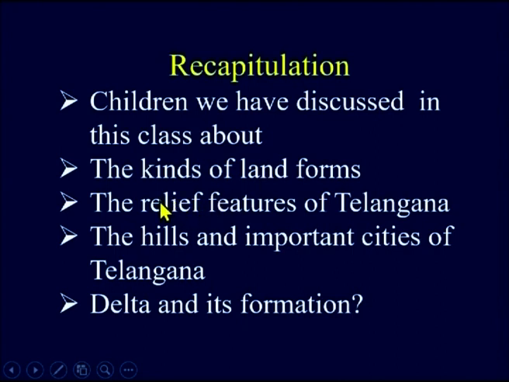And the next thing that we have understood is the relief features of Telangana. We have understood the different kinds of landforms that are located on the map of our state Telangana. The hills and important cities of Telangana. We have understood that there are so many scattered hills in our Telangana, and the important cities also we have discussed. We have also learnt about the delta and its formation.